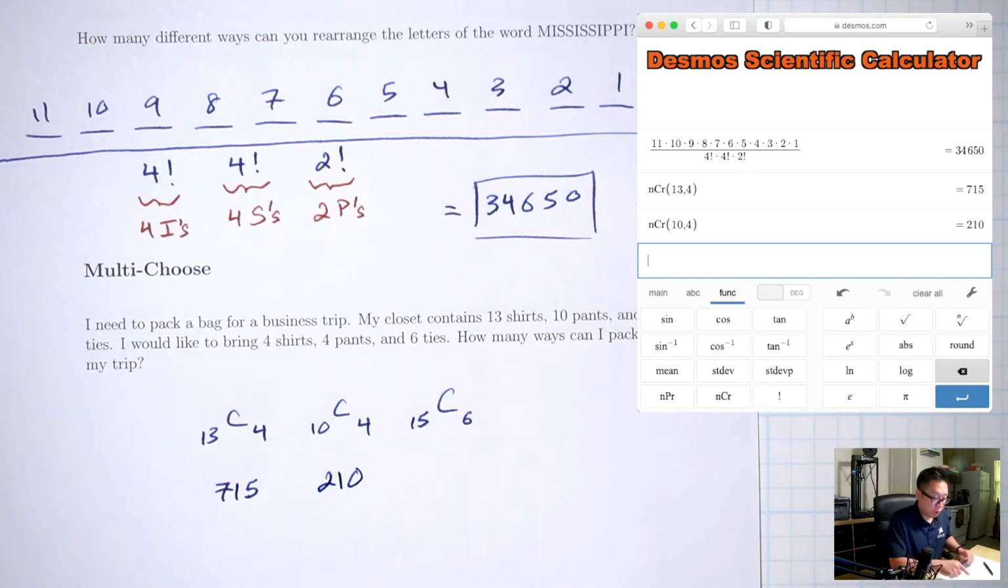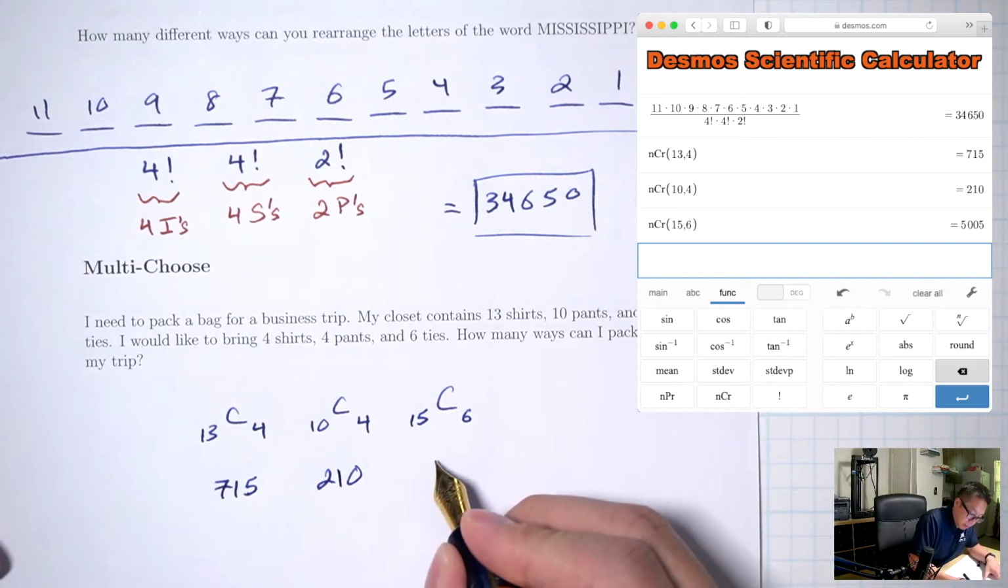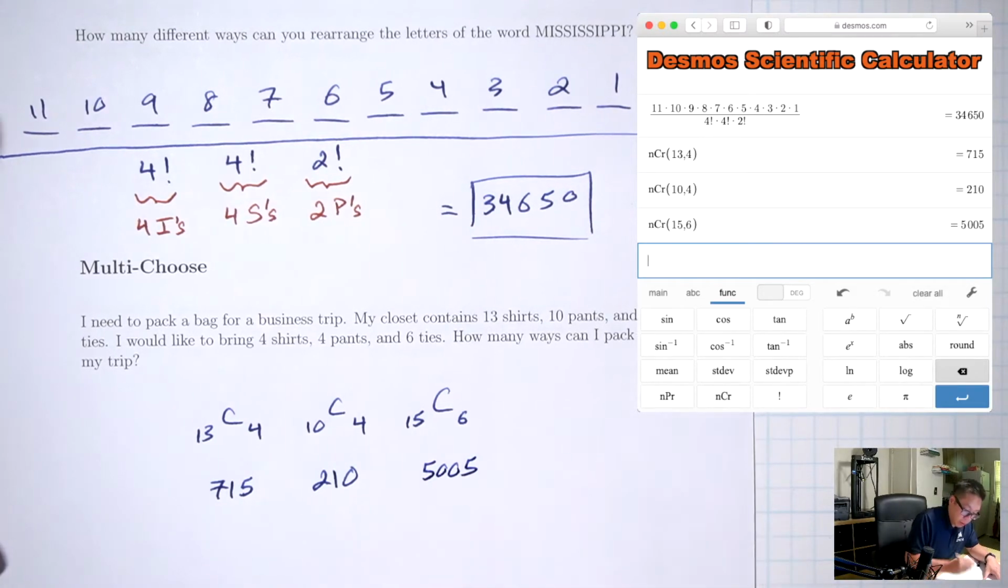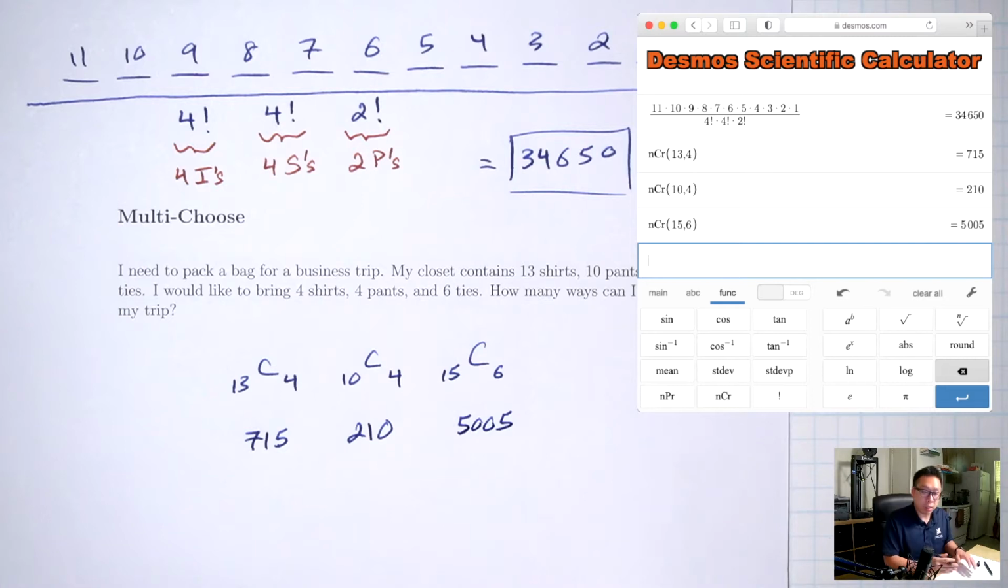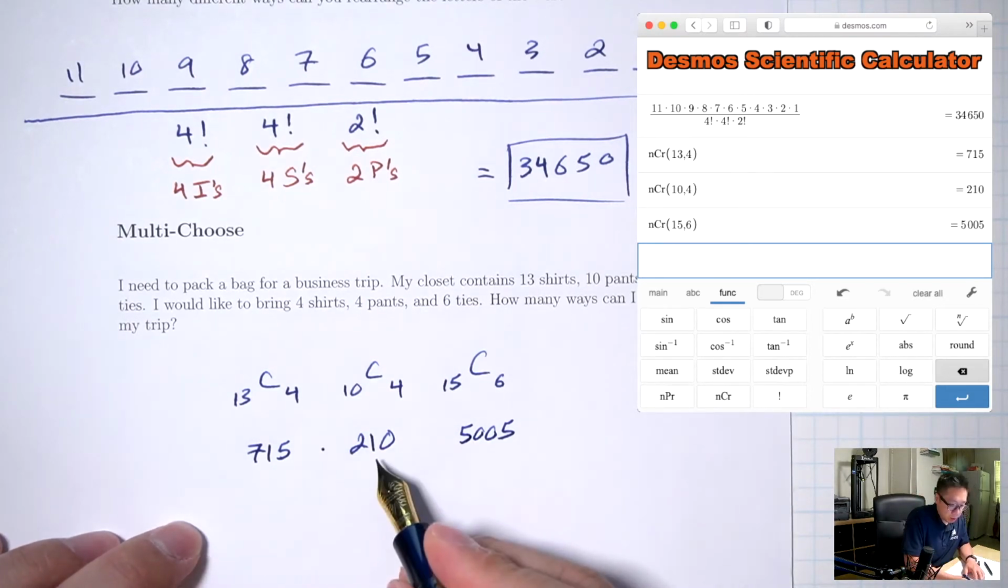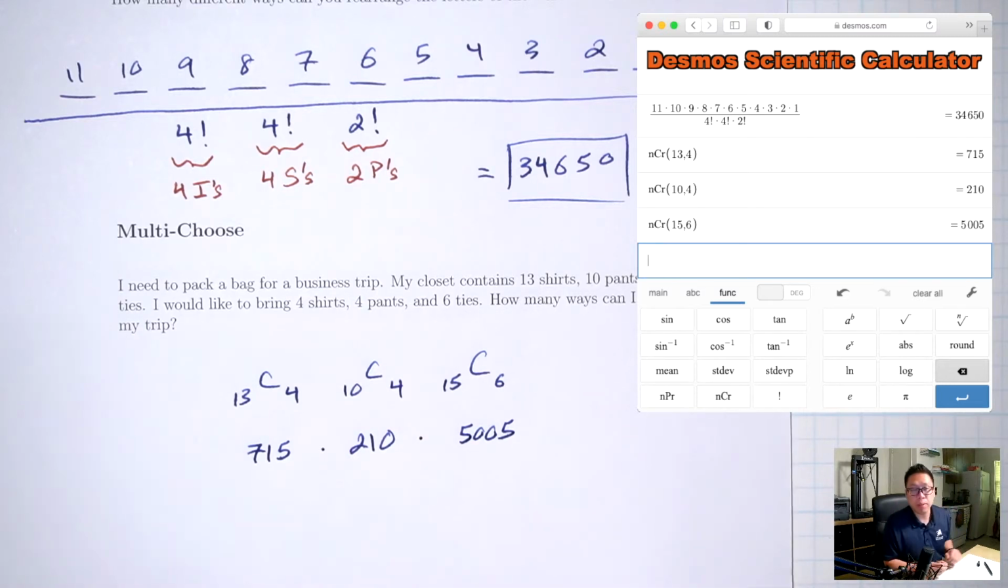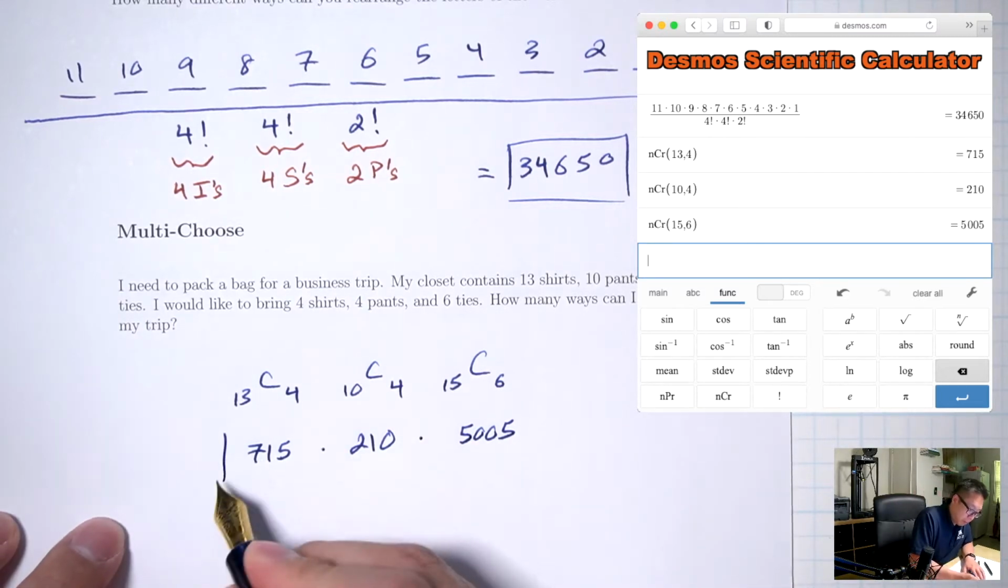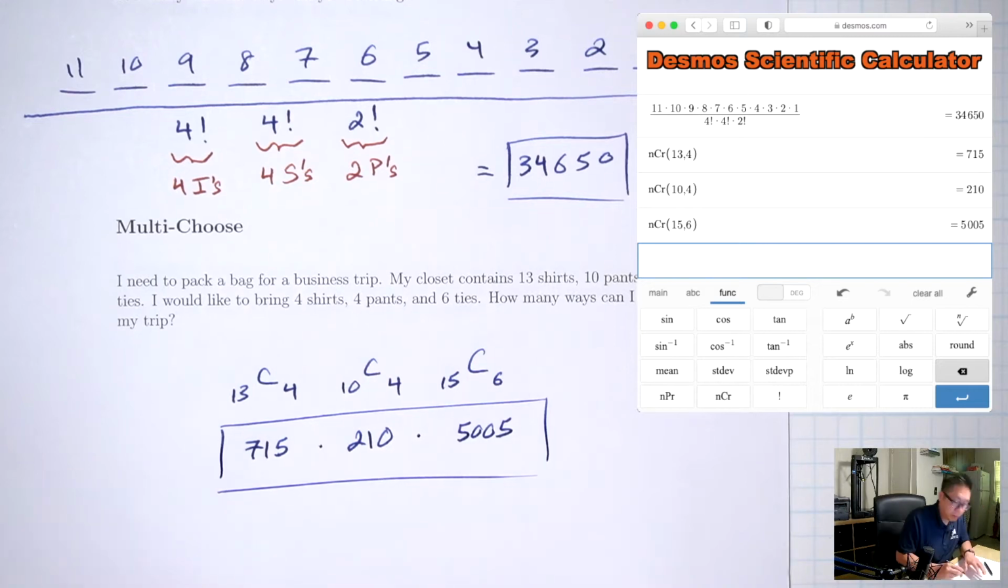For the last one, 15 choose 6. Click on nCr again. That's going to be 15 comma 6. 5005. And the way you're going to enter this into the lab is 715 times 210 times 5005. If you want to, you can also multiply that out and get a single final answer.